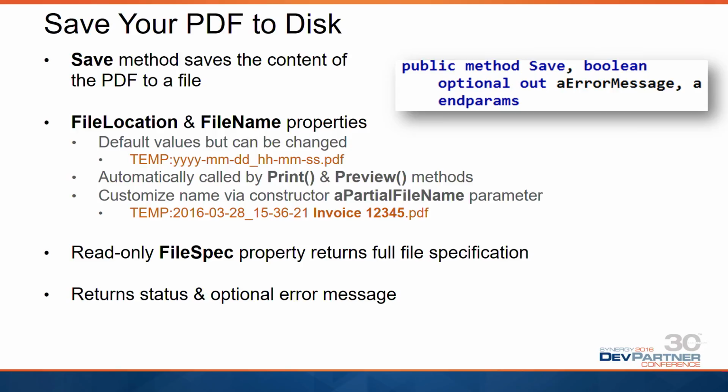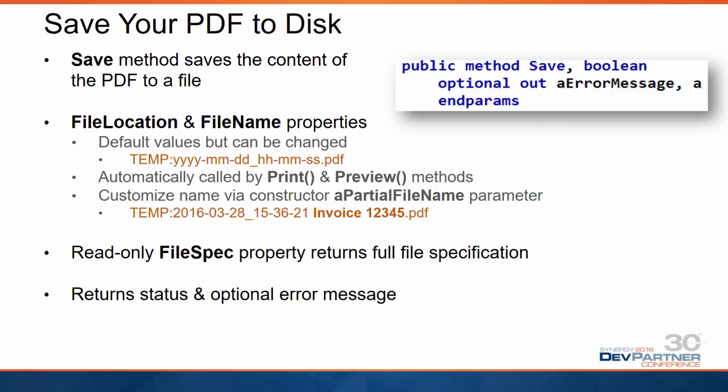Saving your PDF file to disk. Once you've created it, there is a save method. So PDF object.save. There's the default file spec. Default on Windows, at least, uses temp colon, and it's going to date and timestamp the PDF. So year-month-day, hours, minutes, seconds.pdf is the default name. And you can pass in that partial file name that I mentioned, and it will insert that. You can see there the invoice 12345 gets inserted into the middle of that.